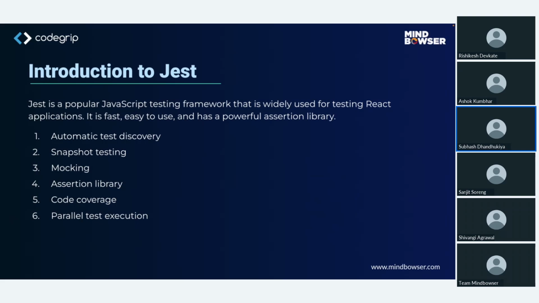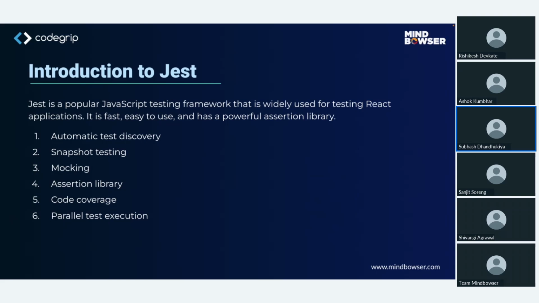In automatic test discovery, Jest will automatically find and run all tests in a project without the need to manually configure test files. In snapshot testing, Jest can create a snapshot of the component's rendered output and save it to a file.